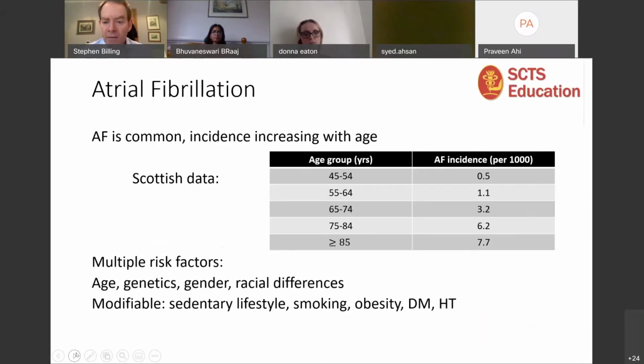So a background to AF, I won't dwell on this because I suspect similar things will appear on other slides in other talks. We know that atrial fibrillation is a very common condition. It's largely age-related, although not exclusively, but as you see from the table, in the over 75s, this is quite a predominant condition to have. Other risk factors, there's a genetic element, there are gender and racial differences, and there are some modifiable risk factors, which is really important. So sedentary lifestyle, a history of smoking, obesity, diabetes and hypertension, these all correlate with an increased incidence of AF. Next, please.